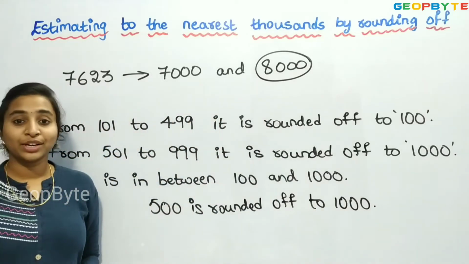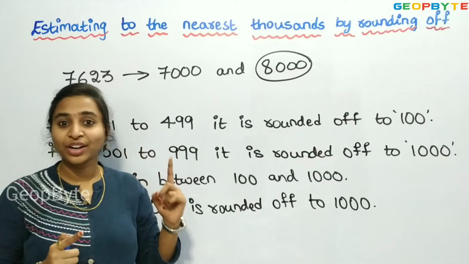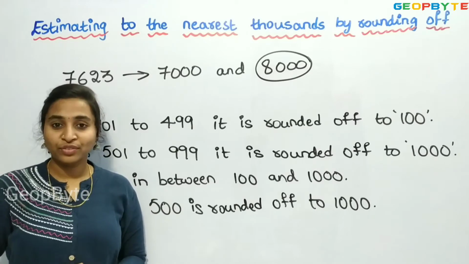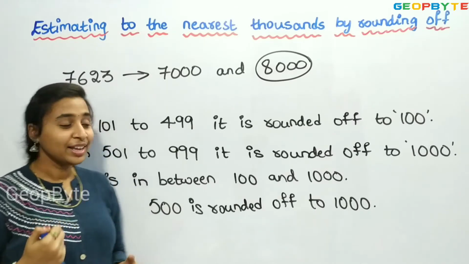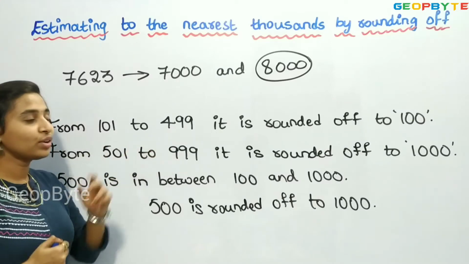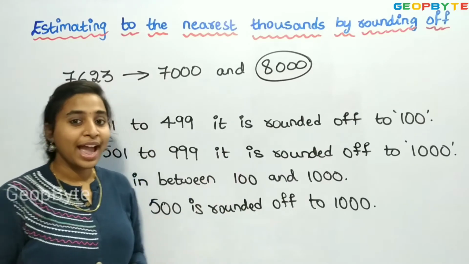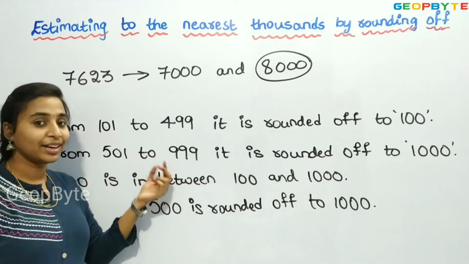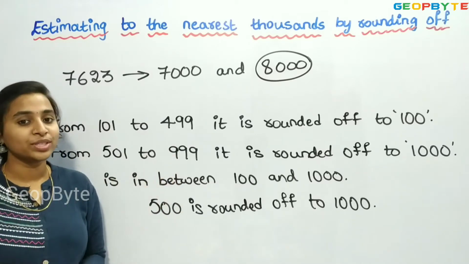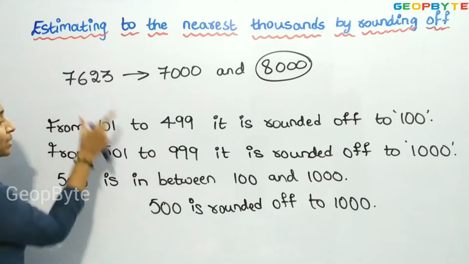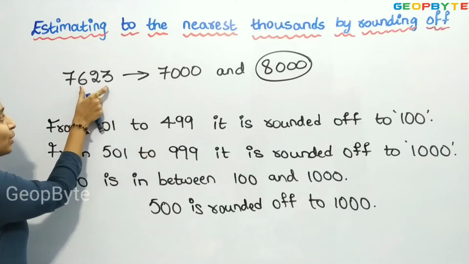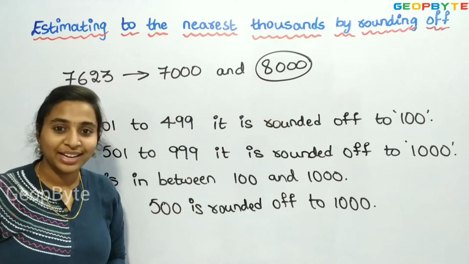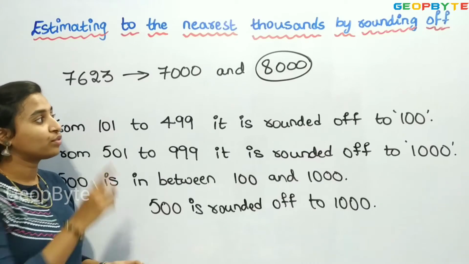Similar to the previous case, from 1 to 49, we rounded off to 0. From 51 to 99, we rounded off to 100. Similarly, from 101 to 499, we rounded off to 100 as they are before 500. Now after 500, from 501 to 999, it is rounded off to 1000. So in this case, 623 is after 500 only. So that belongs to 8,000. That is why we rounded off to 8,000.